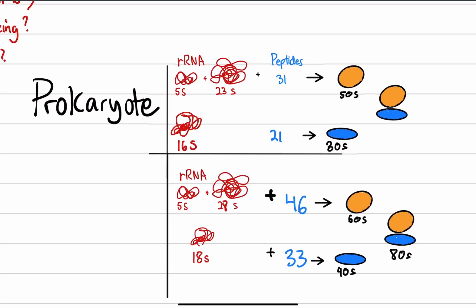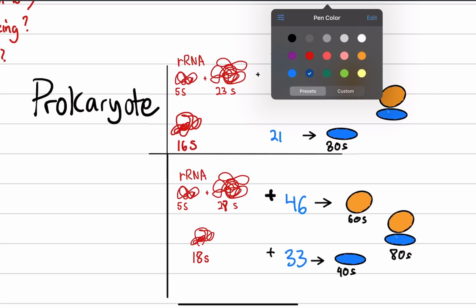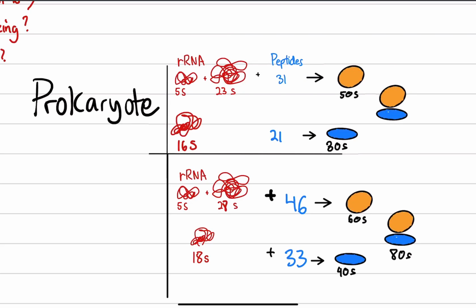This is just really recognizing that ribosomes aren't like DNA polymers. They're made out of a lot of different stuff. And compared to the eukaryote, which has a 5S, a 28S, an 18S, and 46 different peptides for the large one.